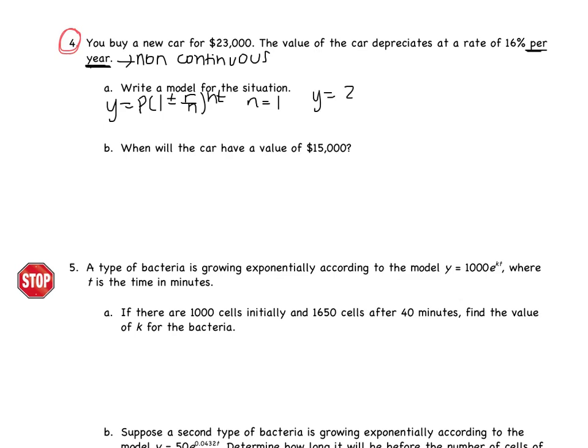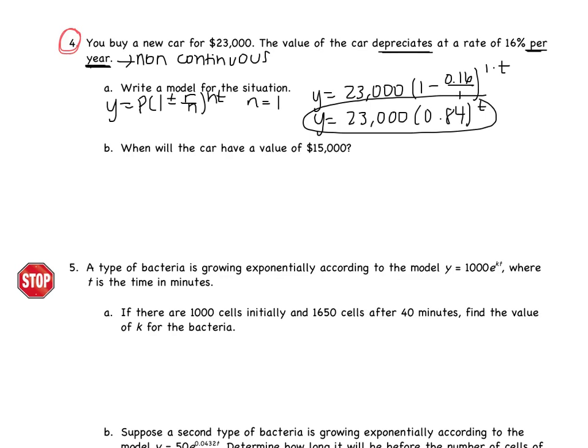Okay, so P is going to be 23,000. That's how much the car is initially worth. It's depreciating, so that's going to be minus 16%, that's going to be 0.16, n is 1, and then 1 times t. If I simplify this, I get 23,000 times 0.84 to the t. And t in this case is the number of years that you have the car. So this is the equation that you should have gotten. Hopefully you did. Please remember that it's an equation, it's a model, so you should have a variable on both sides. You should have a y and you should have a t.